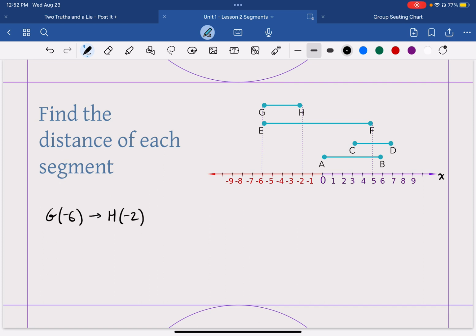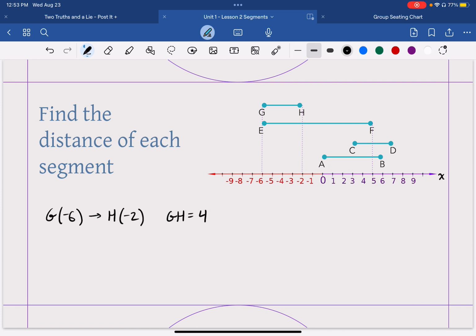Well, we can say that gh is equal to, and we want to find the length. So what's nice and easy about this example is that we can count. We can go 1, 2, 3, 4. And so we know that that's going to be 4 units apart, okay? And so from G to H, it's going to be 4.